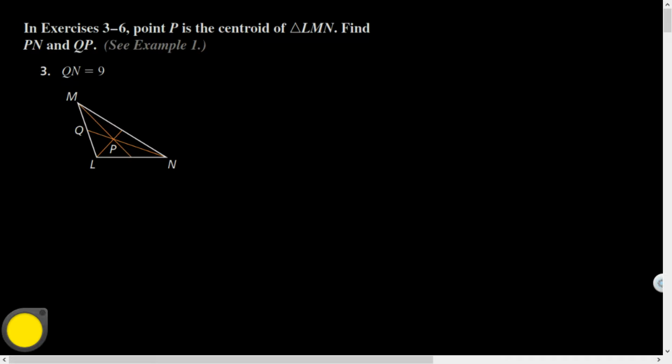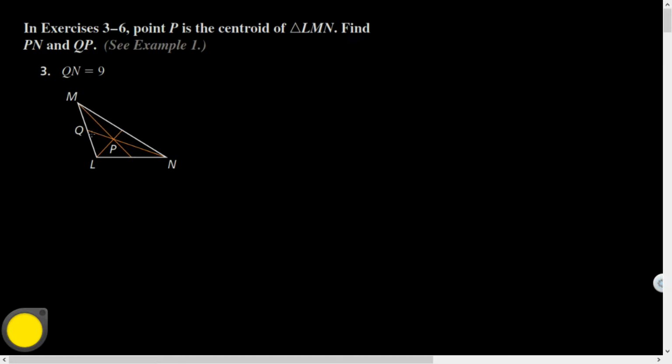We are talking today about medians and altitudes. Great special segments of triangles, which happen to create concurrency at a single point. It's amazing. So it says the point P is the centroid of triangle LMN, find PN and QP.